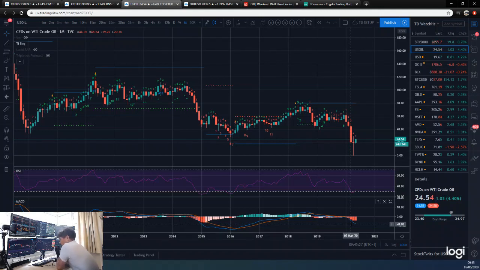Monthly RSI is very weak, but looks like it's curling back, and the moving average convergence divergence, the MACD, is still looking pretty negative.